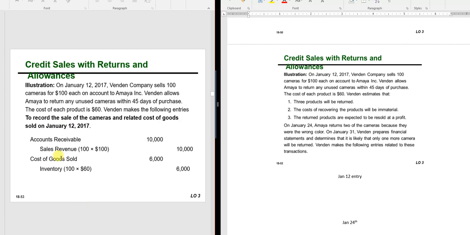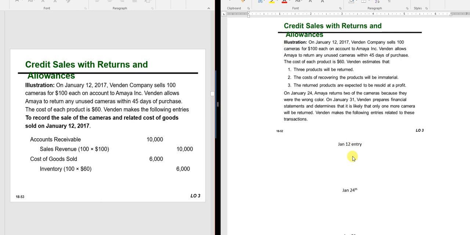Notice this is extremely similar to what we've done. They sell 100 cameras for $100 each: accounts receivable, sales, cost of goods sold, inventory. No different than we've done it before. Okay? Next one.